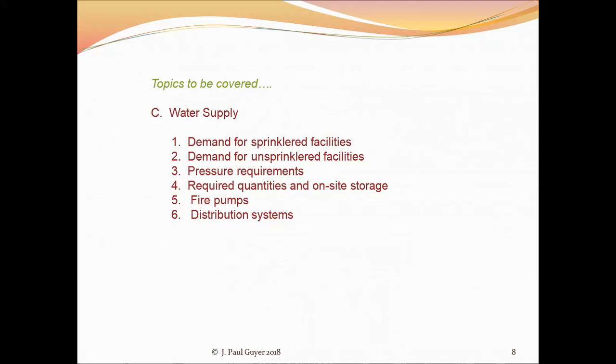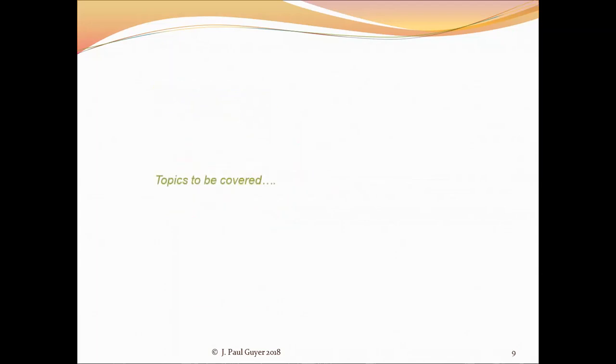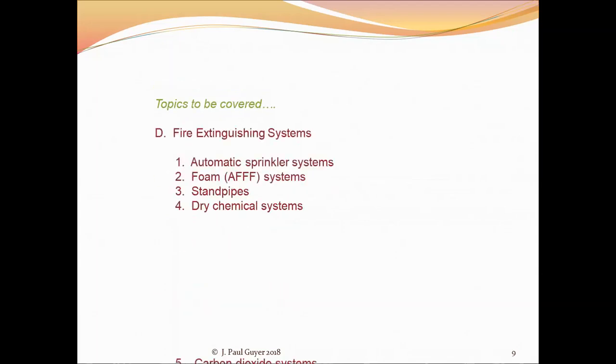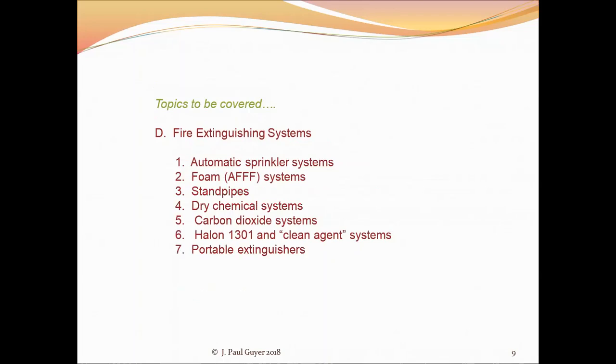More and more the codes are mandating that buildings above a certain limited size have automatic sprinkler systems in them, but there still are buildings out there that are not required by code or regulation to have an automatic sprinkler system in there. Okay, and the fire extinguishing systems, the most common is the water sprinkling system, water sprinklers. That's the automatic sprinkler system, but there are others that are used in different situations.